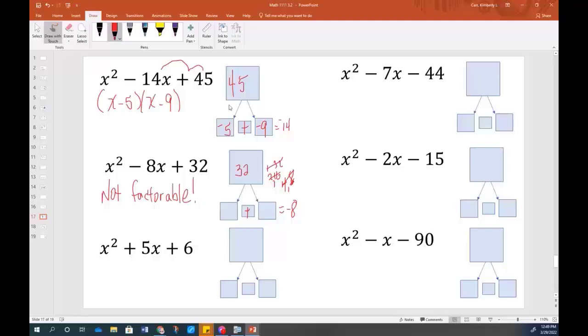This one does not work, but it doesn't take too long to figure that out. What multiplies to 6 and adds to give me 5? It's important that you recognize it adds because of this right here. What multiplies to 6 but adds to 5, because if it had to subtract, we'd have different numbers. But 2 and 3 add to 5, so I have x plus 2, x plus 3.